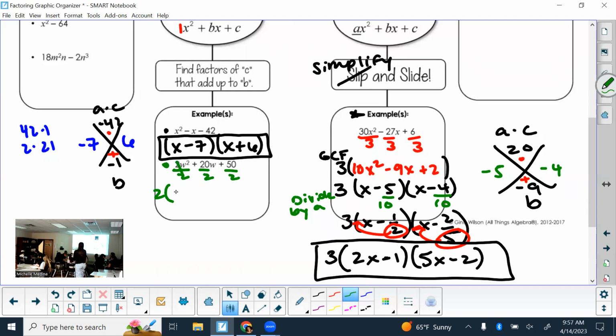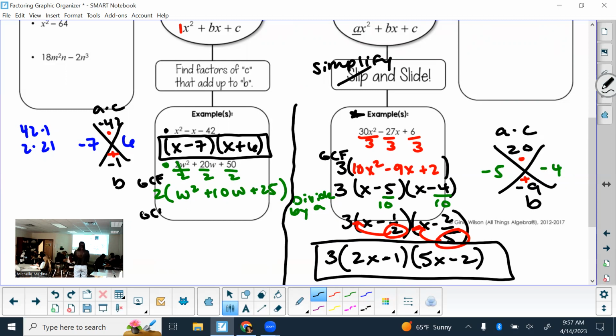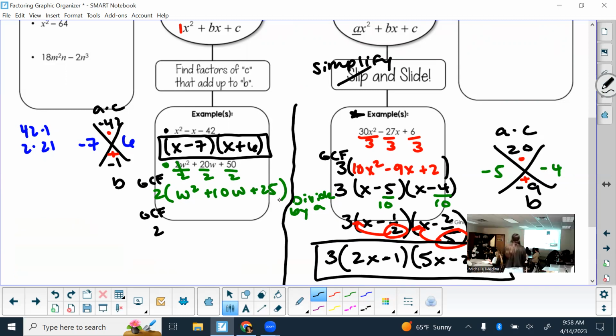So 2's cancel on the first one. I just have w squared. What's 20w divided by 2? And 50 divided by 2. Okay, great. Next part, I'm going to draw a line between these. So GCF will stay there. You don't need to mess with it anymore. But do check your parentheses. Does this look like something we've learned how to factor? Yes, it's a trinomial and A is 1.